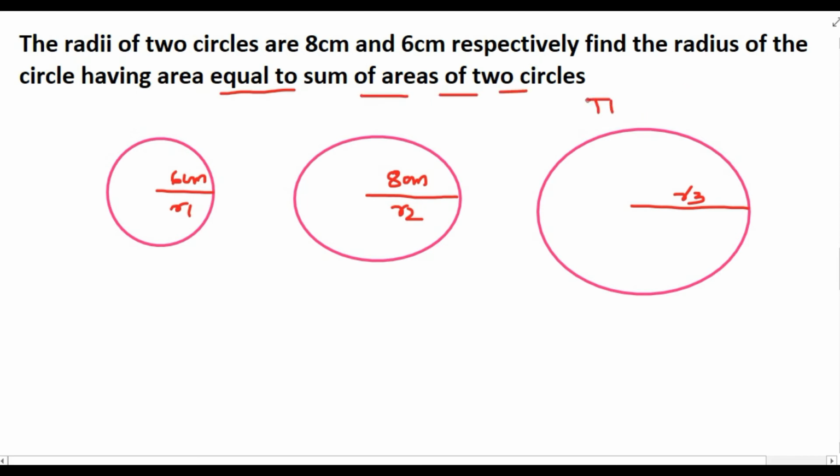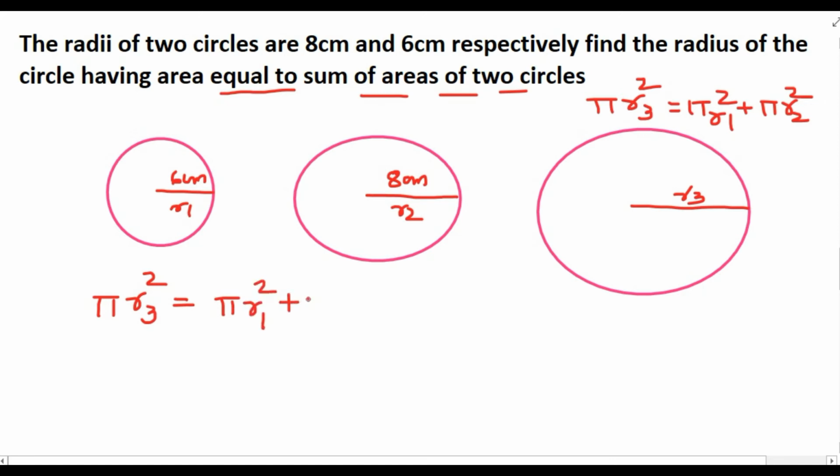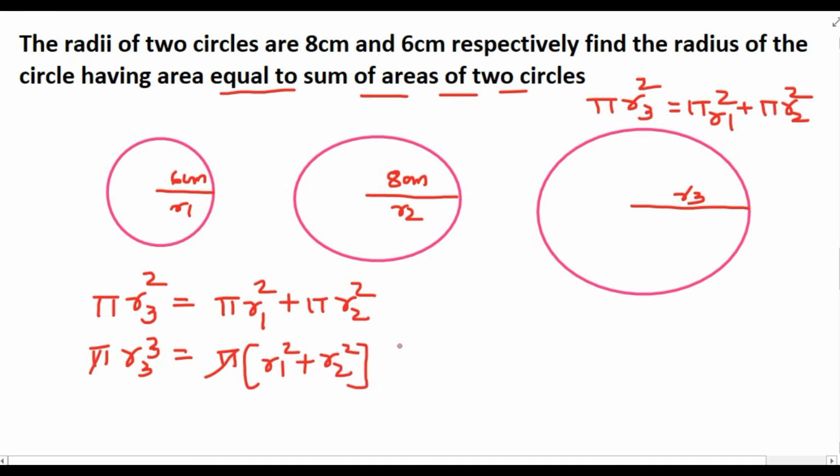So the area of this circle, that is pi r3 square, is equal to pi r1 square plus pi r2 square. So this is the condition they have given. We know the area of the circle formula is pi r square. So here we have pi r3 square is equal to pi into r1 square plus r2 square. Pi and pi cancel. So r3 square is equal to 6 square plus 8 square.